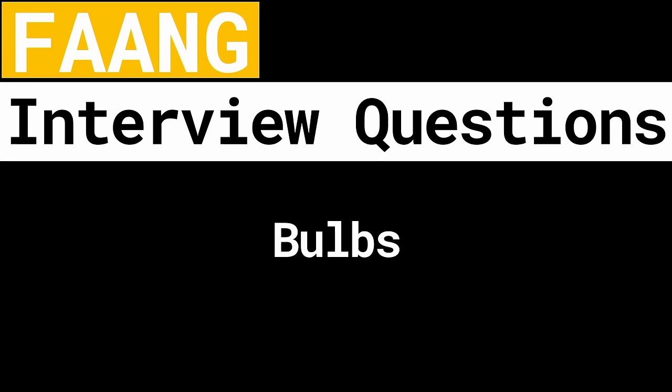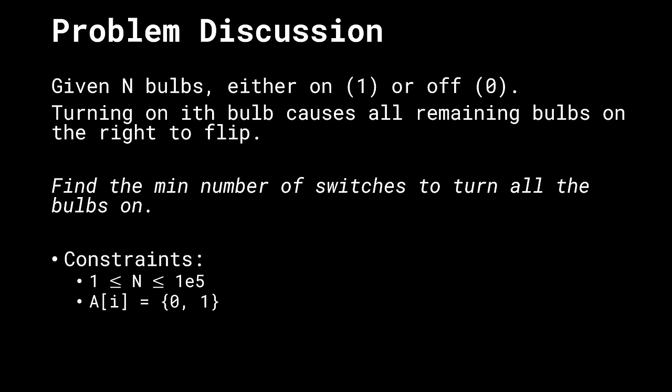Hello everybody and welcome. Let's talk about the problem Bulbs on InterviewBit. We're given n bulbs in total, which are either on or off, represented by 1 and 0 respectively. The condition mentioned in the question says that turning on the ith bulb causes all of the remaining bulbs on the right hand side of it to flip, which means that all of the bulbs on the right hand side which were 1 will become 0 and vice versa. The goal of this problem is to find the minimum number of switches to turn all of the bulbs on.